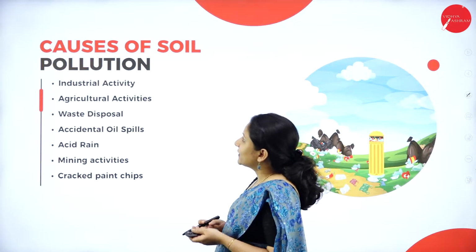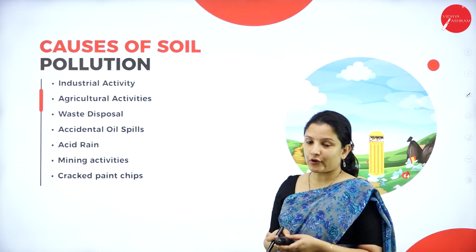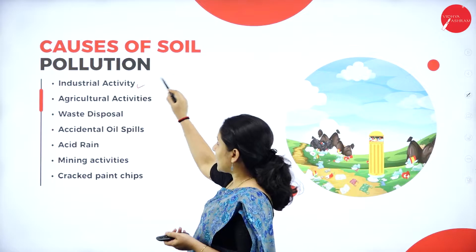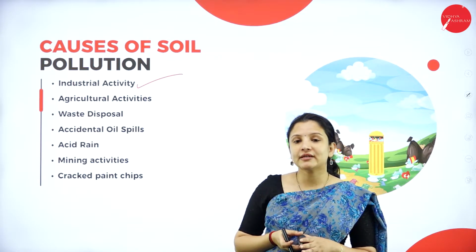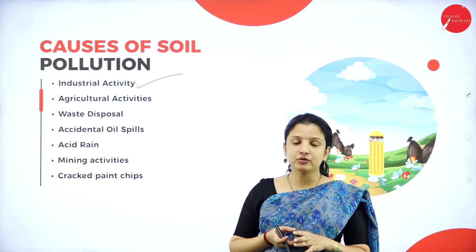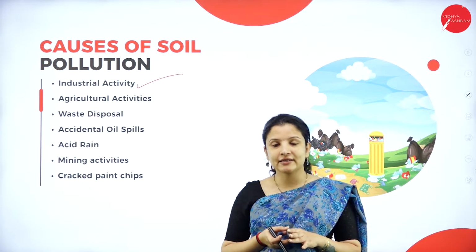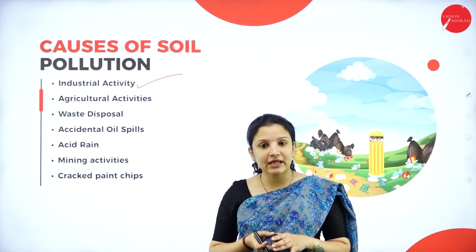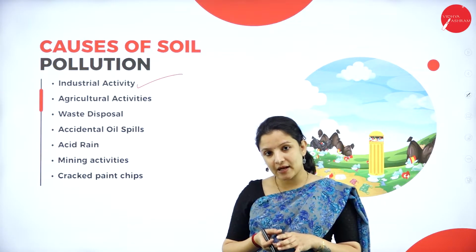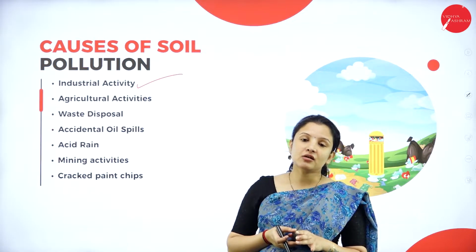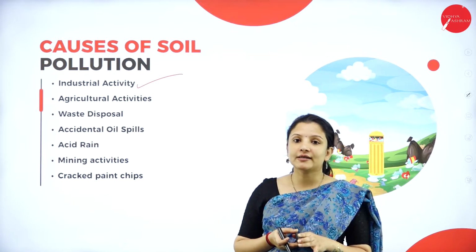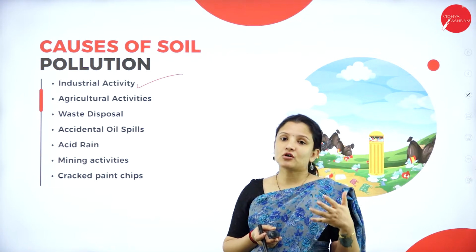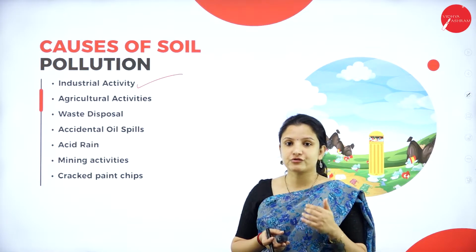Moving further, let us study the different causes of soil pollution. The main cause of soil pollution is industrial activity. Industries, we know, dump a lot of sewage into the nearby rivers and ponds, right? But apart from that, some of the waste from the industries is dumped into landfills, which, when heavy rains come, can spread and leach deep into the soil, causing contamination of the soil. A lot of chemical industries release toxic substances which can cause pollution to the soil.